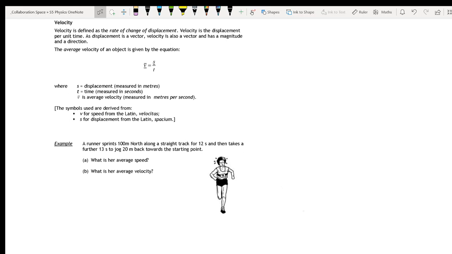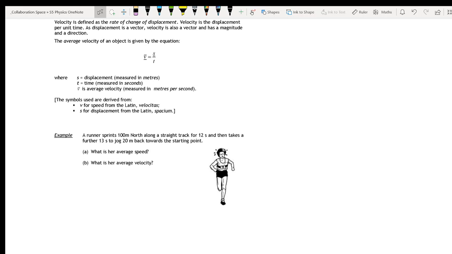And just a fun fact, in case you ever get quizzed on it, v stands for velocitas, which is Latin, and s is for displacement because it comes from the Latin for spatium. So Latin scholars, it's a bit of general knowledge for you.